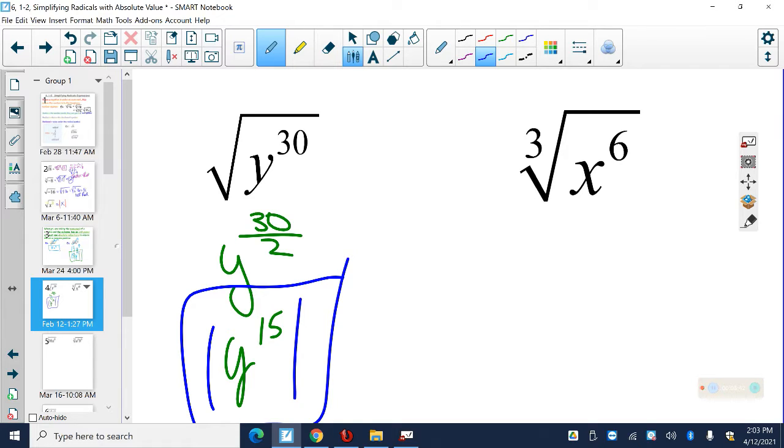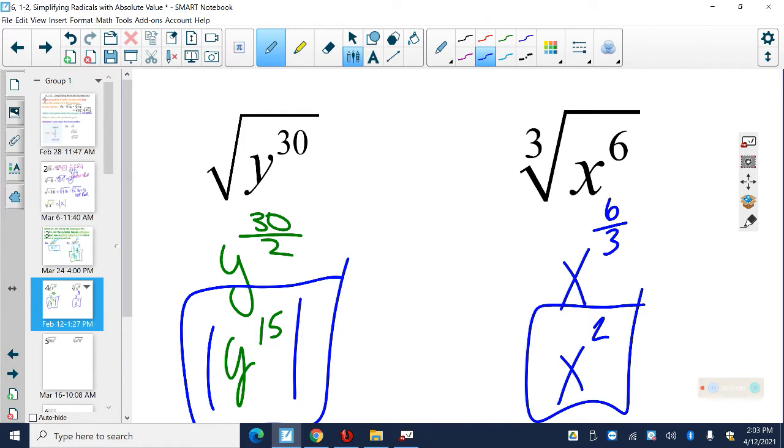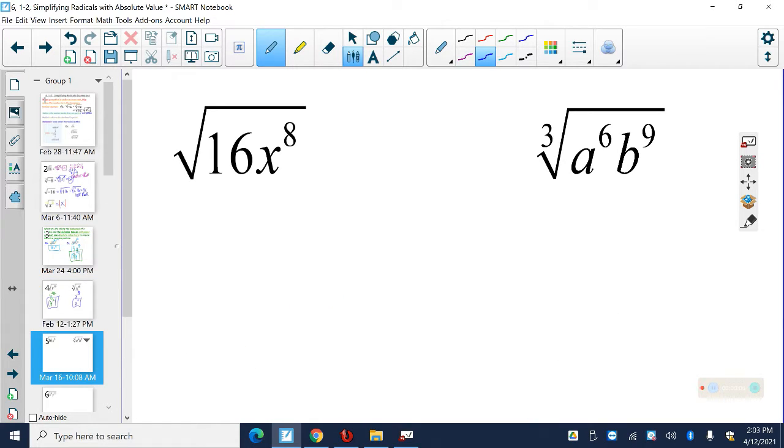Okay, next. My variable is x. My power is 6. My index, it's not 2 this time, it is 3. So what is 6 divided by 3? 2. So now, did I take an even root? I did not take an even root, so therefore I don't even have to finish the saying. I'm done. I need no absolute value bars. Does that make sense? Keep going.